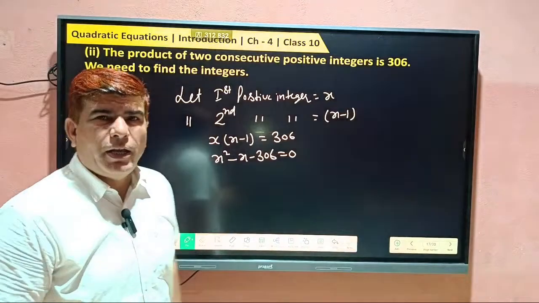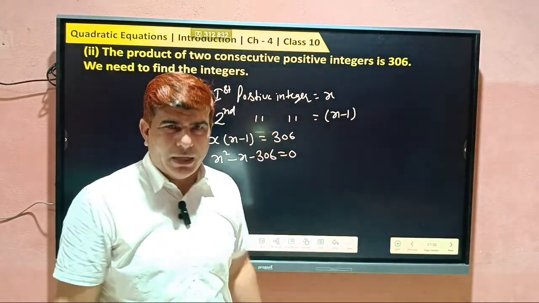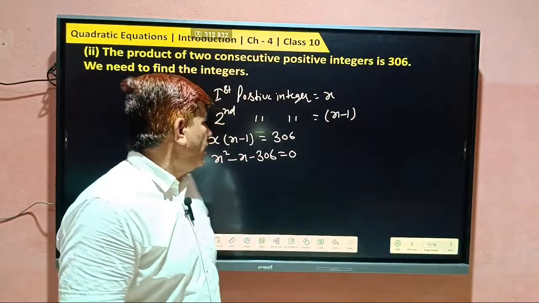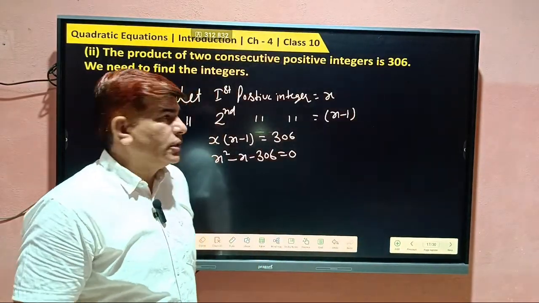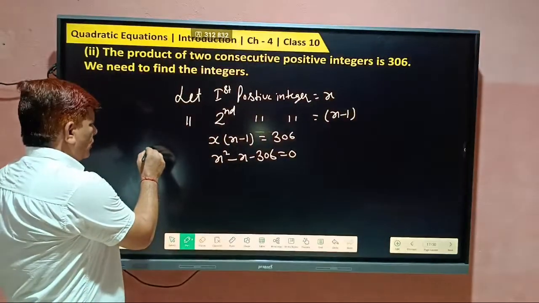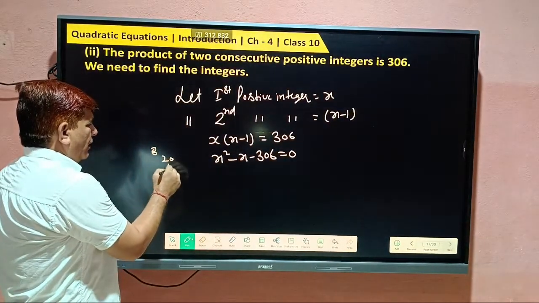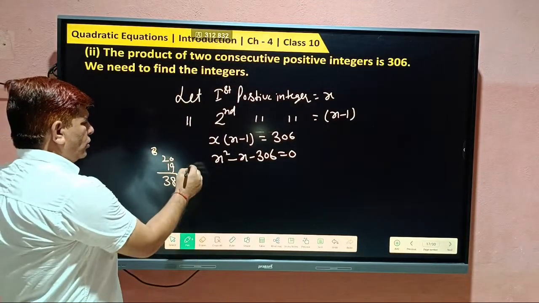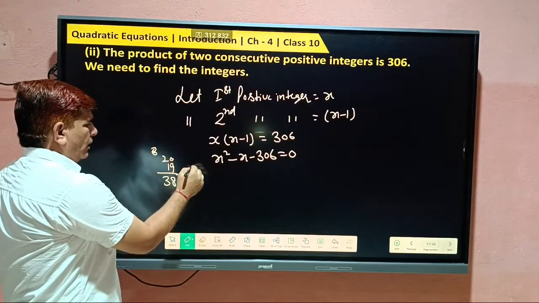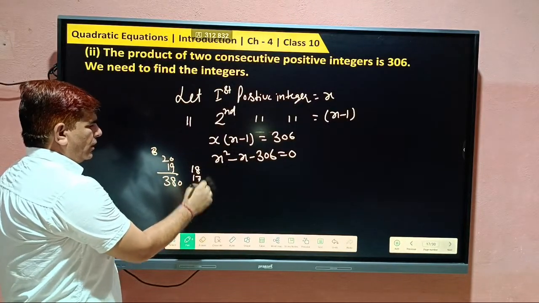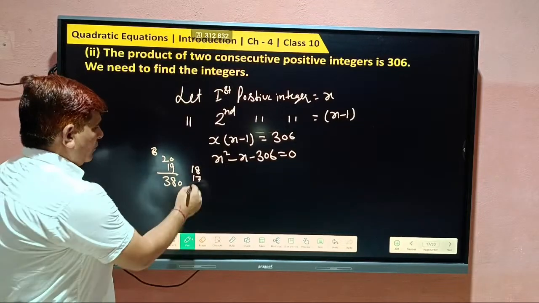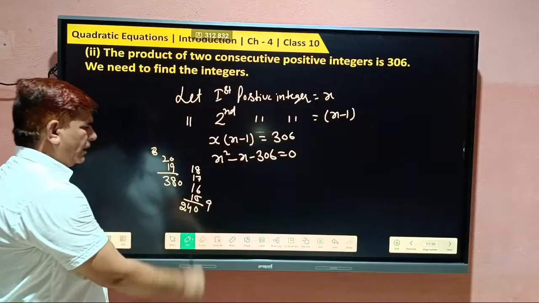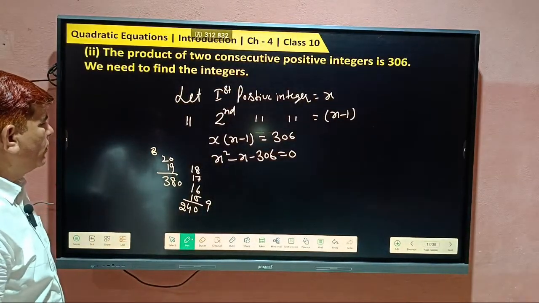Till here only one method we know from the 9th class. Later on we will know more methods for how to solve it. But till here we know splitting the middle term. So which numbers can you take? Understood? You can take 18, 17, 16, 15, like this.